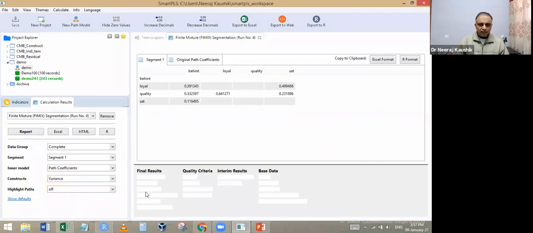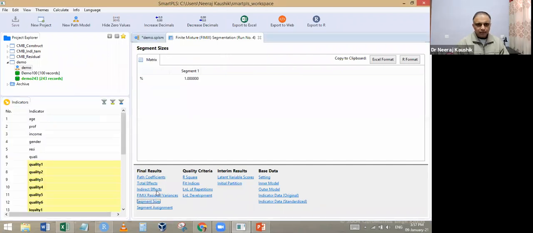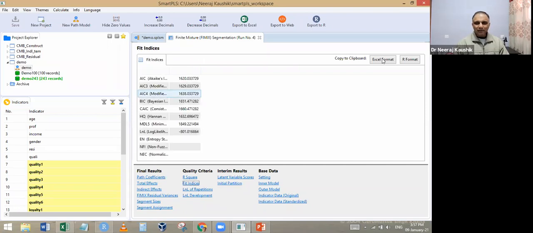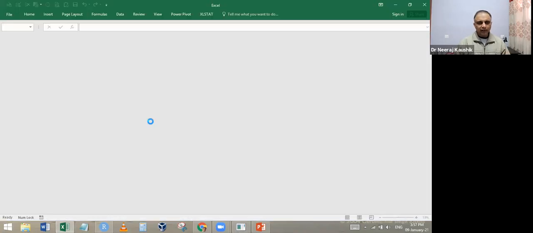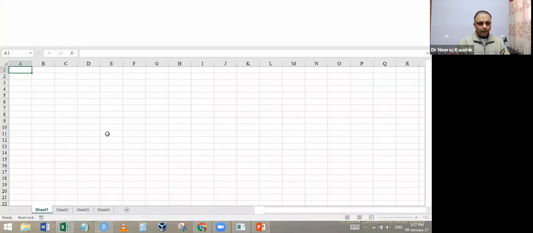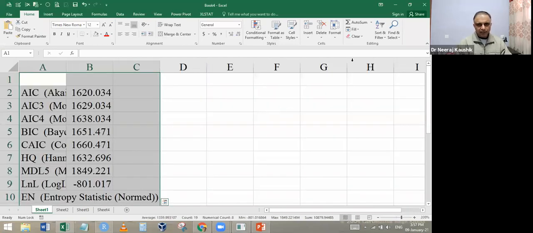Just have a look at the various clusters also. Segment size, there is only one because only one cluster was there. Okay, fit indices, copy the fit indices, and take it to Excel. One cluster, I have taken the data of the one cluster. So paste. And let me write this. This is one cluster. Let me go for the second cluster now.